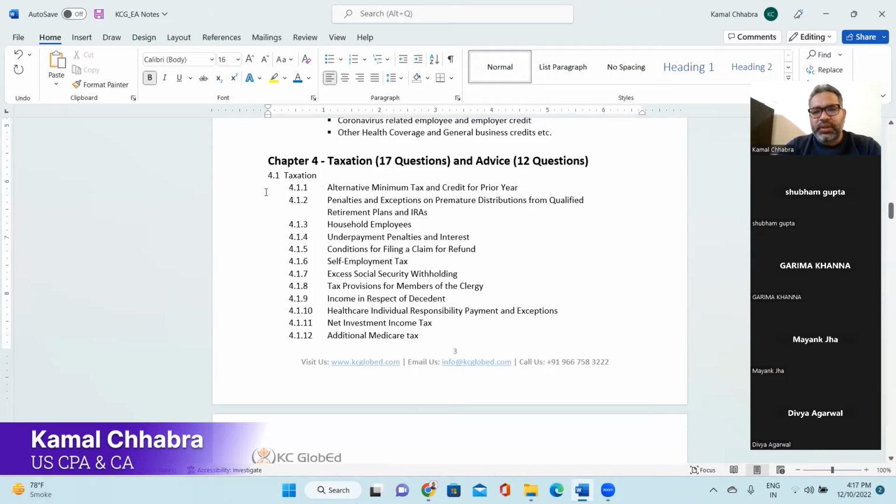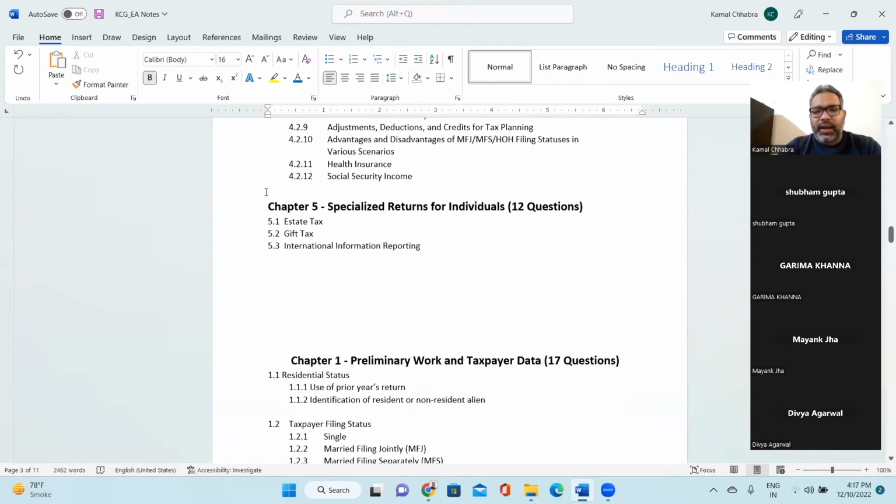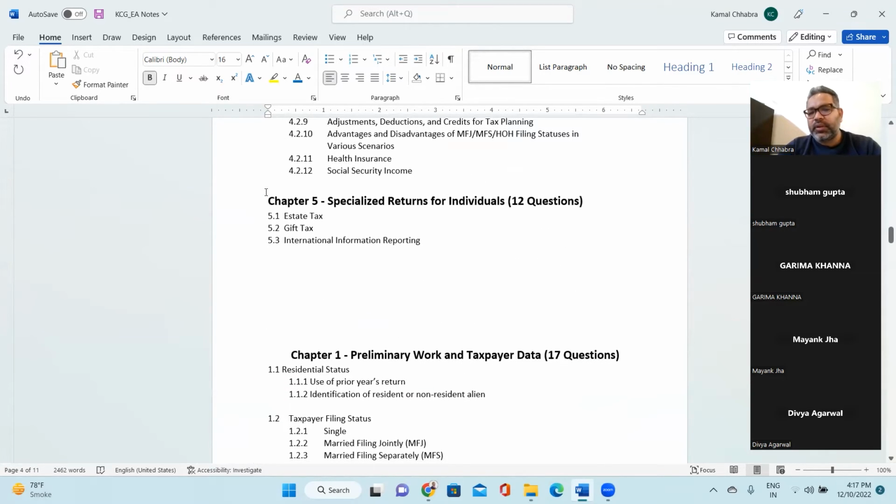And then the fourth chapter is taxation and the advices. From the taxation part, you can expect around 17 questions in your exam, and in the advice part, you can expect around 12 questions in your exam, right? And then the last chapter is specialized returns for the individual, in which we touch base on estate tax, gift tax, and international information reporting, right?